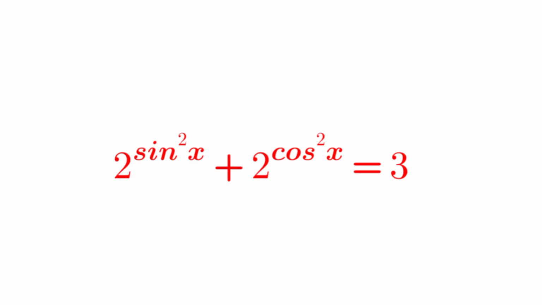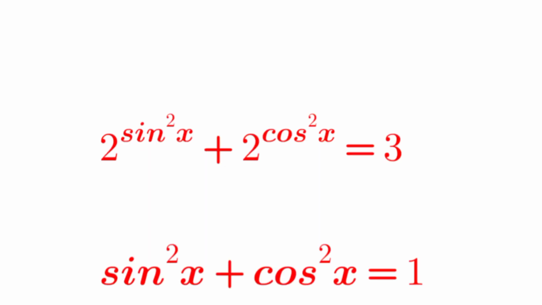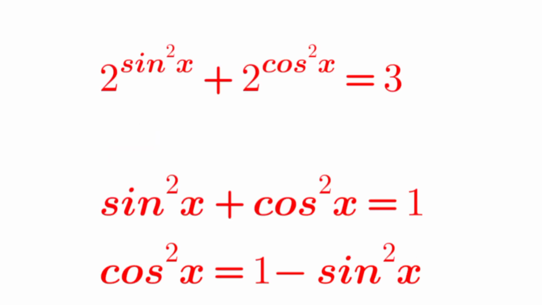Today we have a trigonometric question and we are asked to solve for x. The first step we are taking in solving this question is to use a particular rule in trigonometry, which says that when you have sine squared x plus cos squared x, it is equal to 1. With this we can say our cos squared x is equal to 1 minus sine squared x.